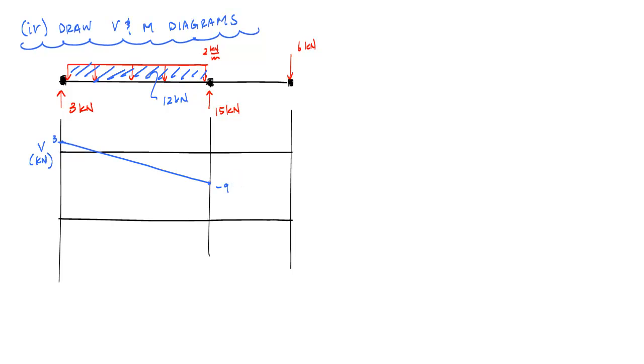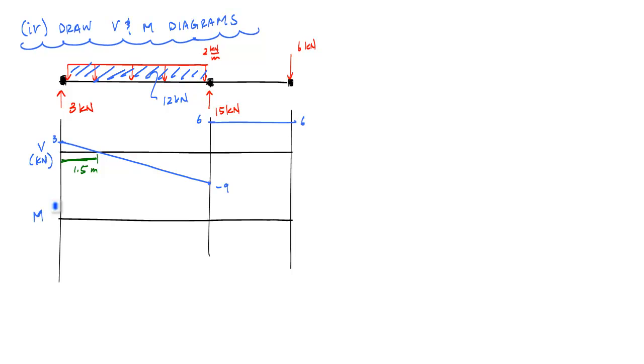And then I can quickly figure out that this zero occurs at 1.5 meters, because that's how long it takes at a rate of 2 kilonewtons per meter to get to zero from 3. Then I go up 15 kilonewtons, which will take me to positive 6 over here. Then I'm constant all the way across because I have no loading on the beam. And then I decrease down to 6, or back to 0. But you don't need to do that.